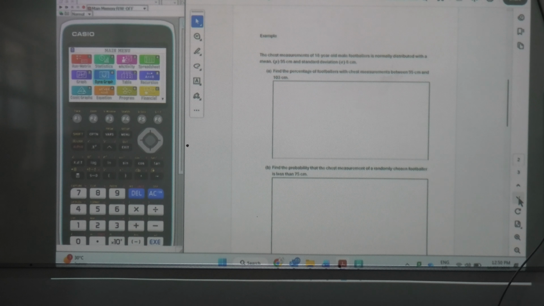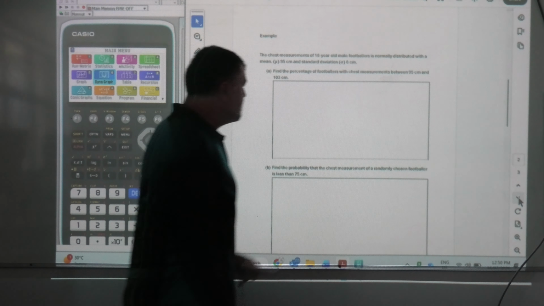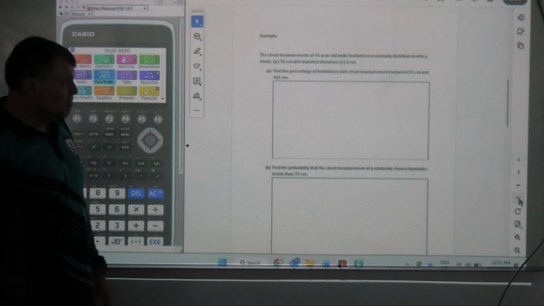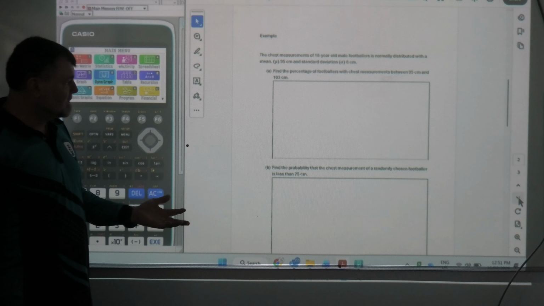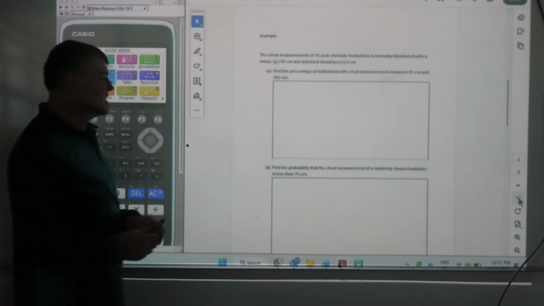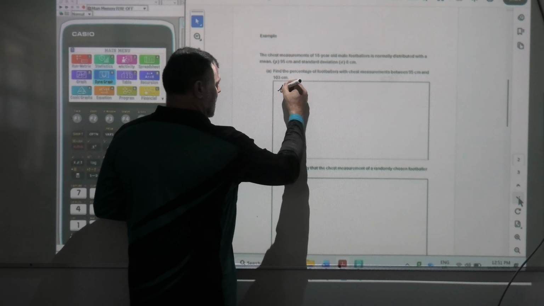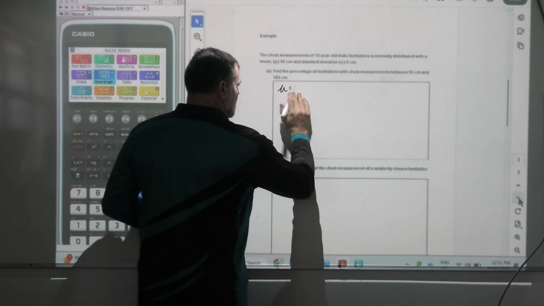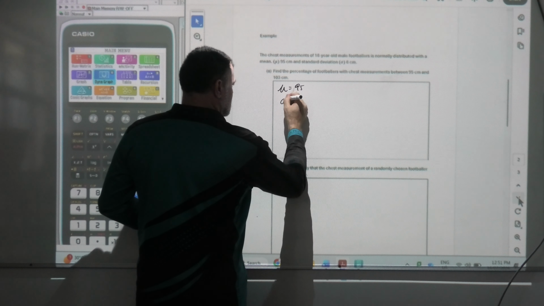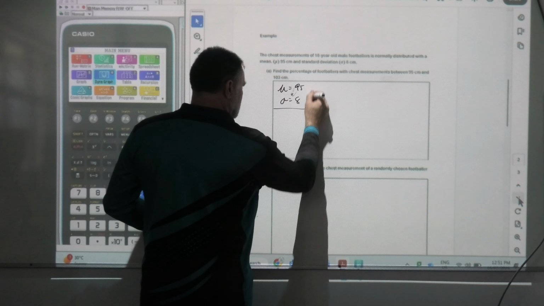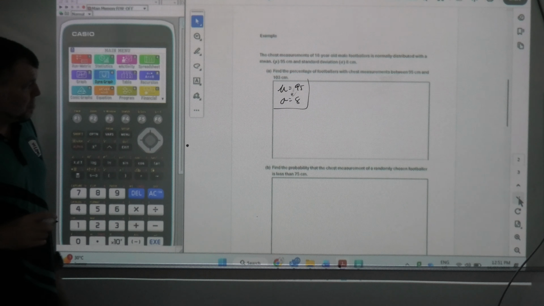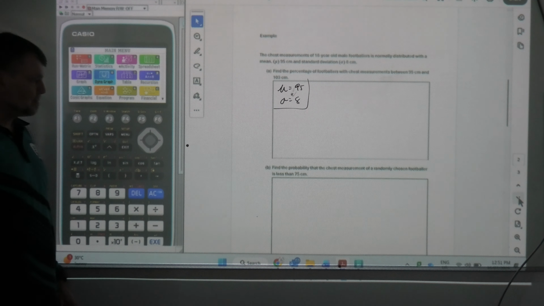We have our first question over here. It says, the chest measurements of 18-year-old male footballers is normally distributed with a mean of 95 centimetres and a standard deviation of 8 centimetres. So what we can write here is, it's always a good thing to write out what your mean and deviation is, so that way it's nice and clear in the question. It's asking us to find the percentage of footballers with chest measurements between 95 and 103.